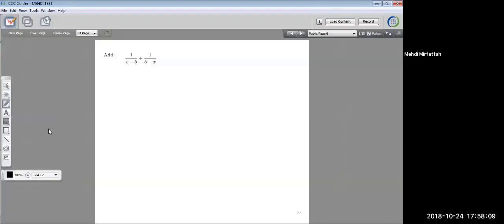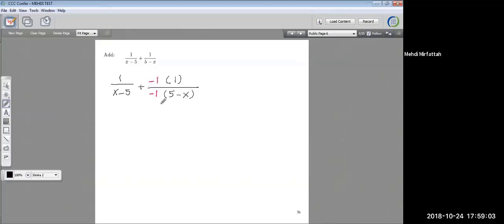Here you want to add, and the LCD is something that you want to look for first. If you look at my denominators, I have x minus 5 and 5 minus x. If you recall, I can make these look alike by simply multiplying one of them by -1 or factoring a -1 out of that. So what I'm going to do is multiply the second fraction here by -1 over -1. -1 over -1 is really 1, so I'm not affecting the second fraction here. So I'm going to multiply the second fraction by -1 over -1.